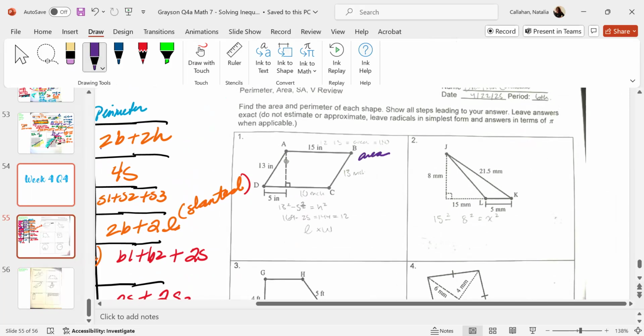Parallelogram. To find the area, what's the area? What's the formula? First identify what shape it is. Then you put the area. What's the area of a parallelogram? Look at your notes.